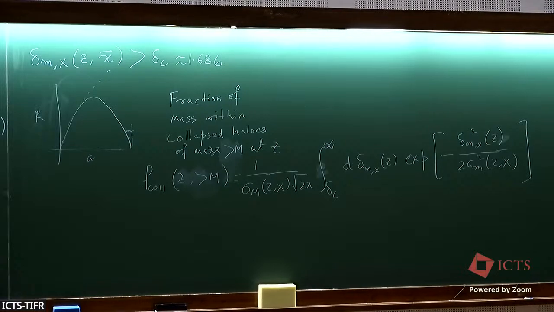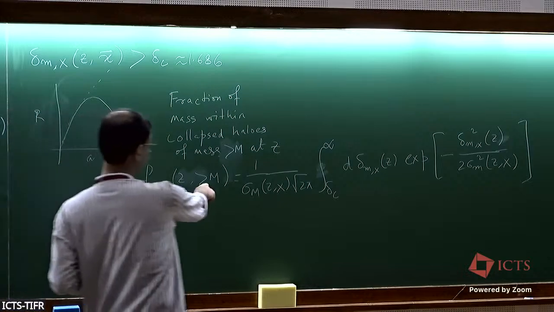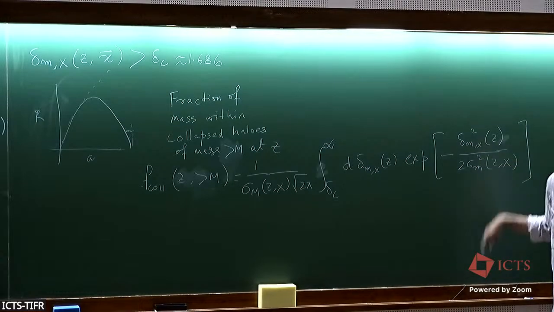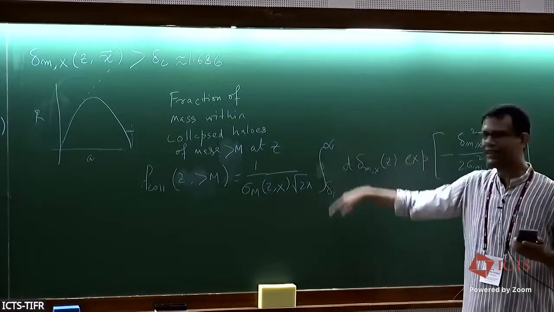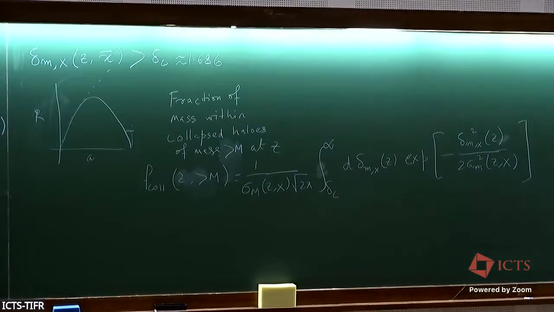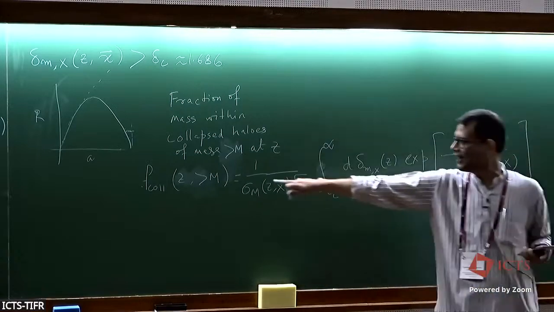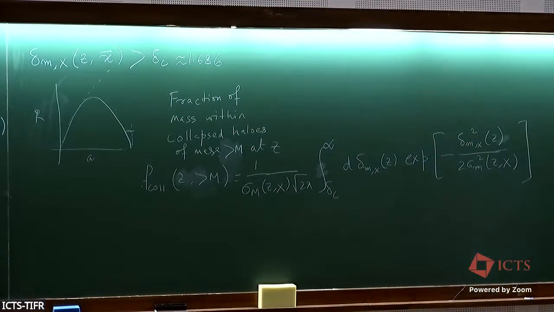Collapsed into halos of mass greater than m, and that is given by this Gaussian function, because all these points have densities larger than the critical density, so they would have collapsed. The ones where delta m x is exactly equal to delta c are collapsing exactly at this z. Others have collapsed earlier. Now this you can work out analytically. The integral of an exponential will give you an error function, in this case a complementary error function.